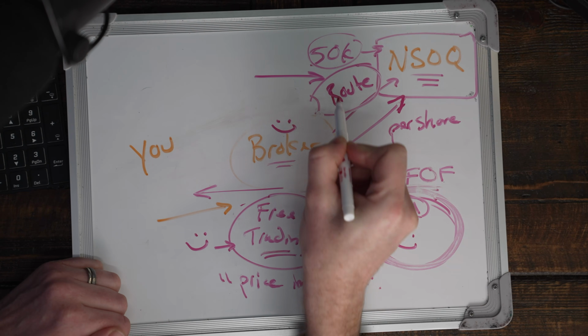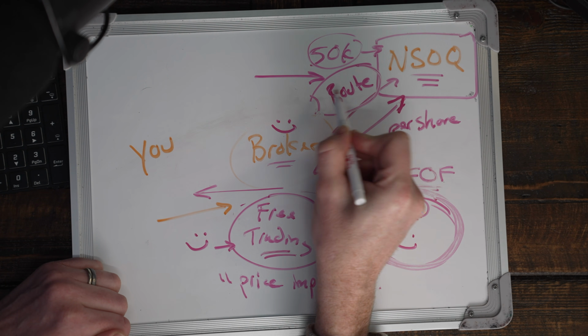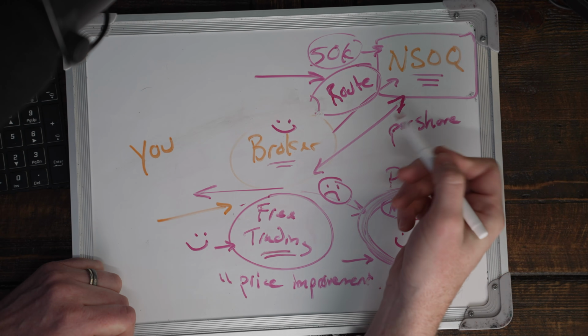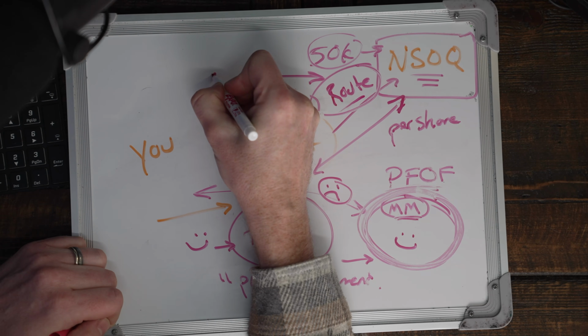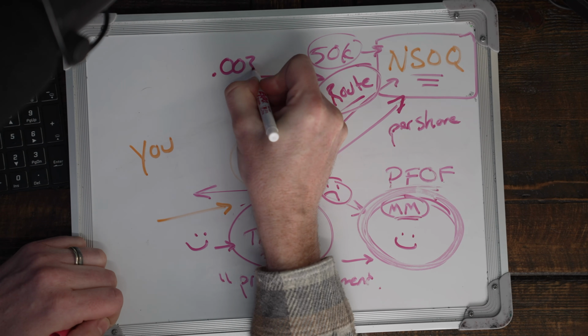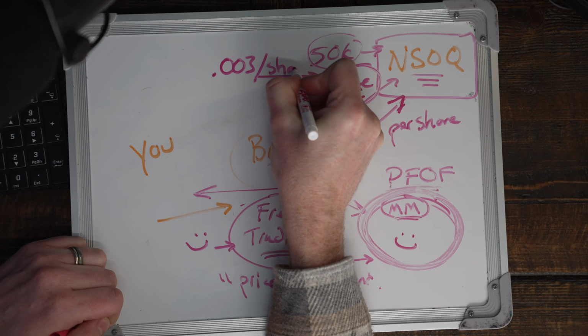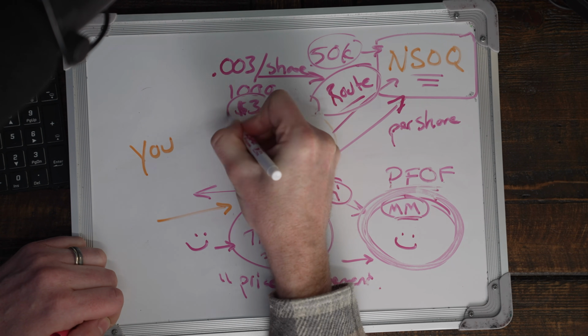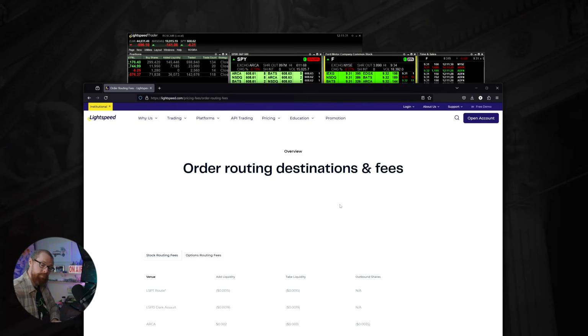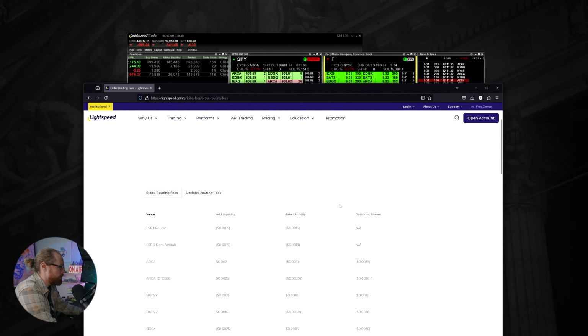And that means these routes I'm going to continue to use. Now, not as many people use them as in previous times, but I still have to use these routes. I still have to pay, and the fee is 0.003 per share, which means 1,000 shares equals how much? $3. Okay.